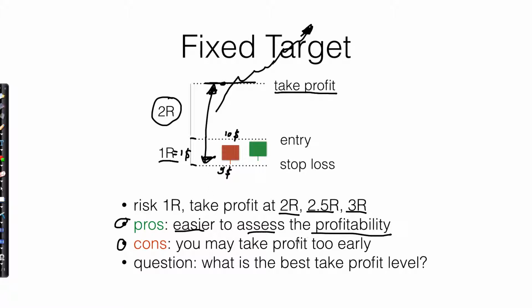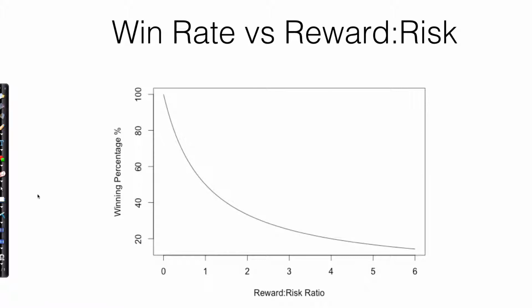And now, as I said, you may ask, what is the best level? What is the value to put here in order to get the best result? To understand this, we need to look at this curve that is called the winning rate versus the reward to risk ratio. What is the idea here? Now, this line is called the break-even line.